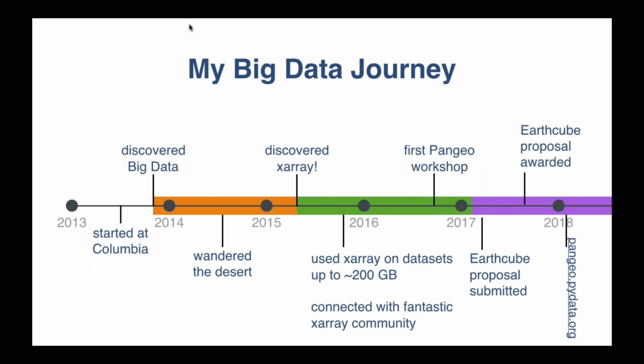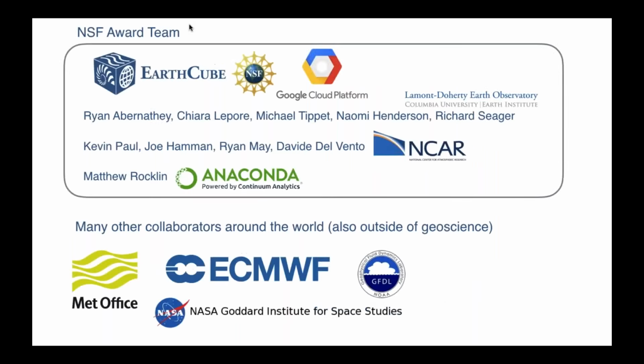So in order to support that, we wrote a proposal to NSF, to EarthCube, in the beginning of 2017, and that was funded, and it's been going on for about 6 months. And this team is a subset of the full community. It involves collaborators from my institution, Columbia, Lamont Doherty Earth Observatory, NCAR, and Anaconda, formerly Continuum, which is a leading developer of scientific Python open source tools. So we're working on this scaling thing, and there's also many collaborators outside of this team. So this is a community effort.